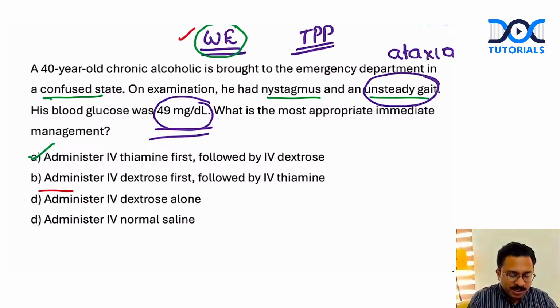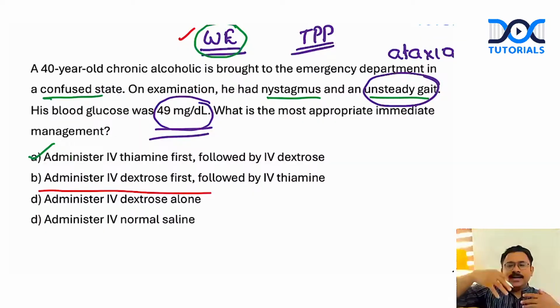If you go for option B, if you first give dextrose, the body gets the dextrose, and immediately it gets the thiamine. This thiamine will be utilized in the metabolism of dextrose. That is why option A is the best answer.